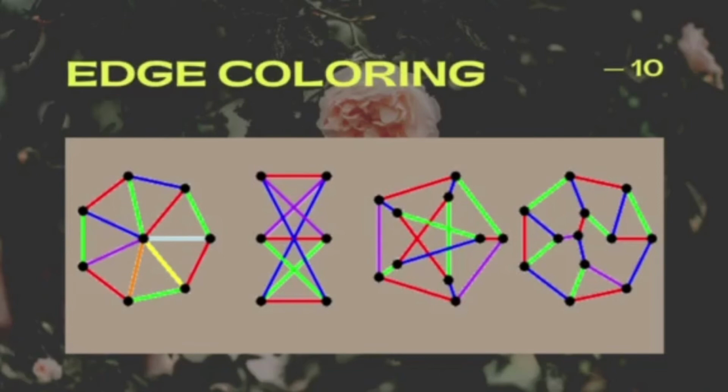If you are going to count each edge from left to right, we'll come up with the first one having 7 minimum edge colors. The next 3 have a 4 minimum edge coloring.